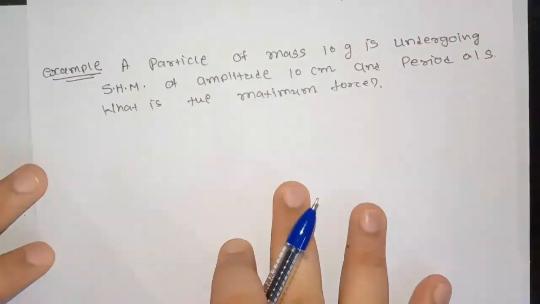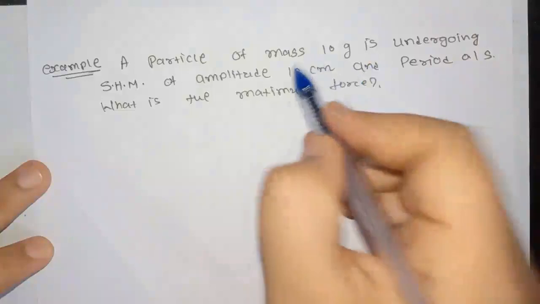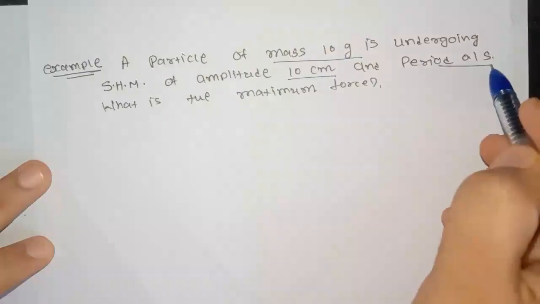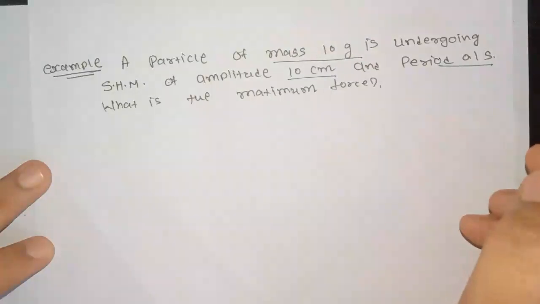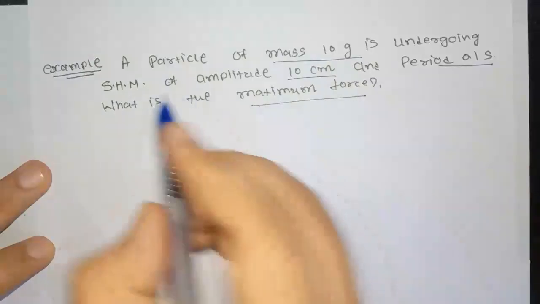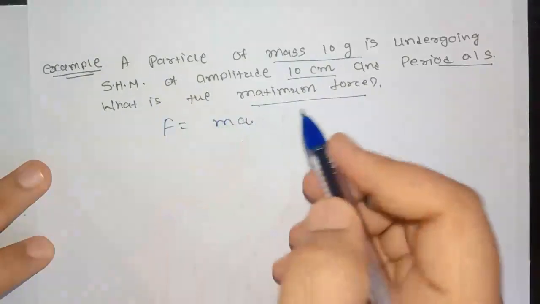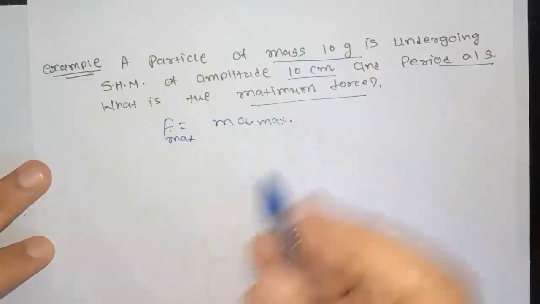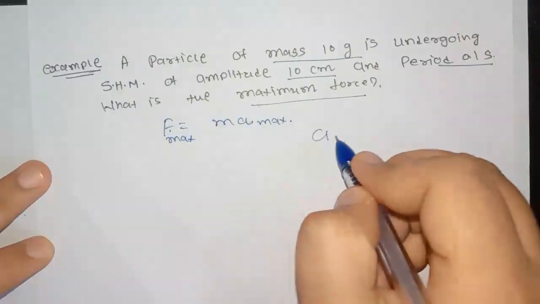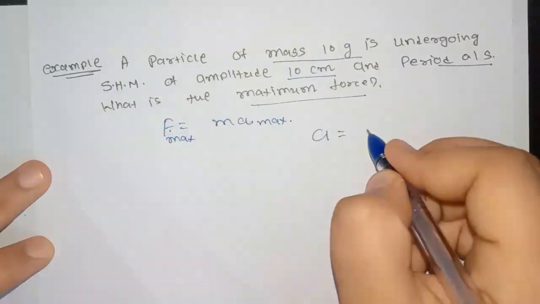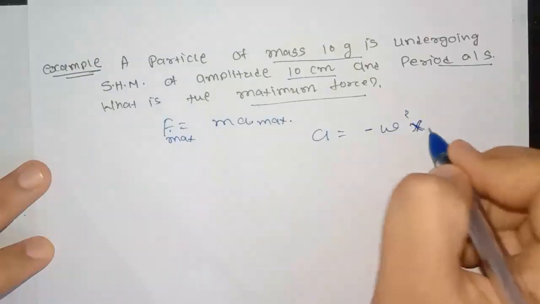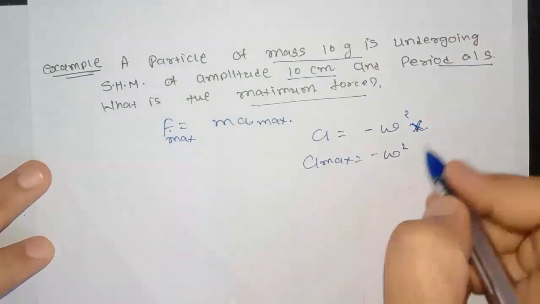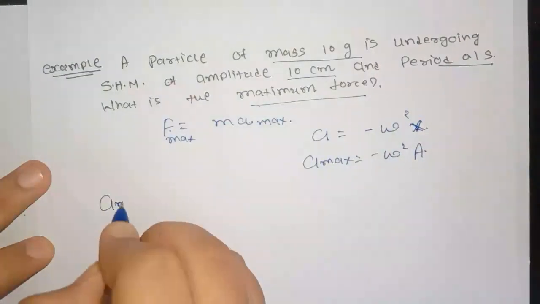In the next question, a particle of mass 10 gram is undergoing SHM of amplitude 10 centimeter and period of 0.1 second. We want to find the maximum force. Force is mass into acceleration. Force is maximum when acceleration is maximum. For a particle performing SHM, acceleration is given by a is equal to minus omega square x. If we want maximum acceleration, then this x should be the amplitude A.